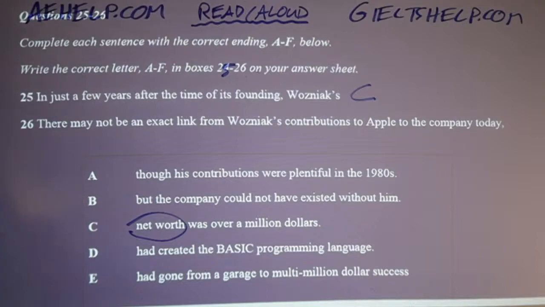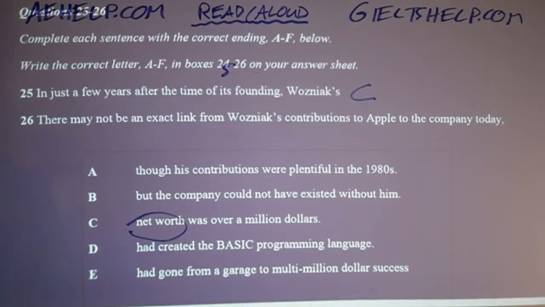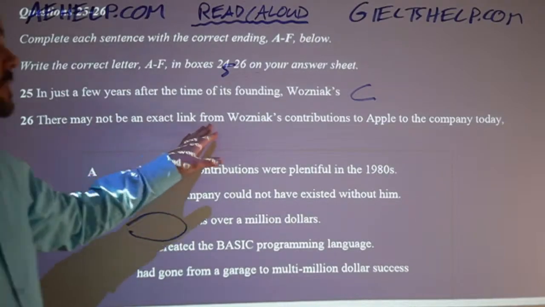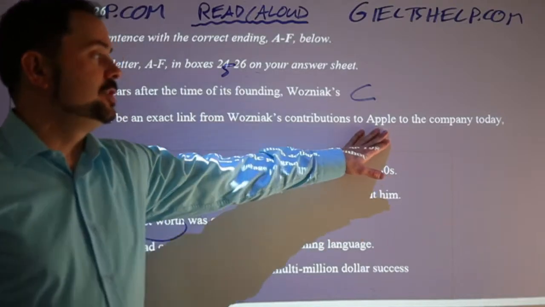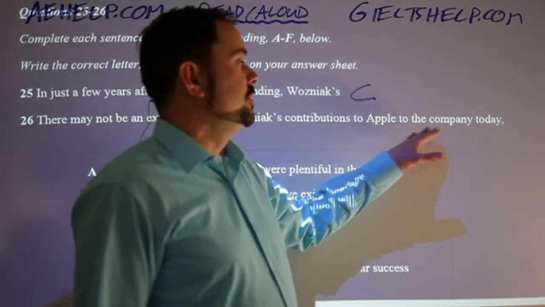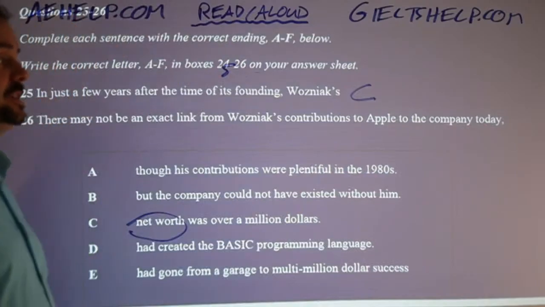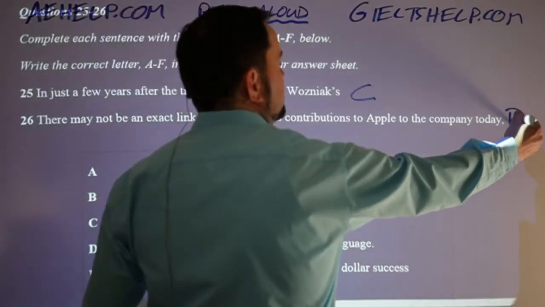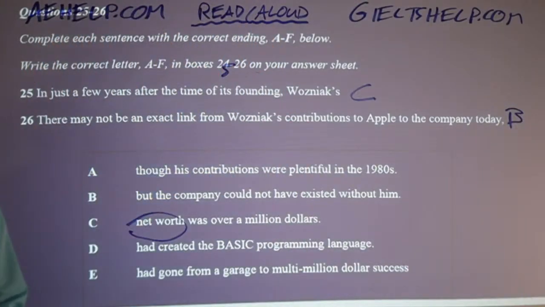Okay, number 26. Do we have an F here? We don't have an F. It should be an E here. Okay, number 26. There may not be an exact link from Wozniak's contribution to Apple, to the company today, but it wouldn't really exist without him. 26 is B. It's a fairly easy one. Okay, C was a little bit trickier.